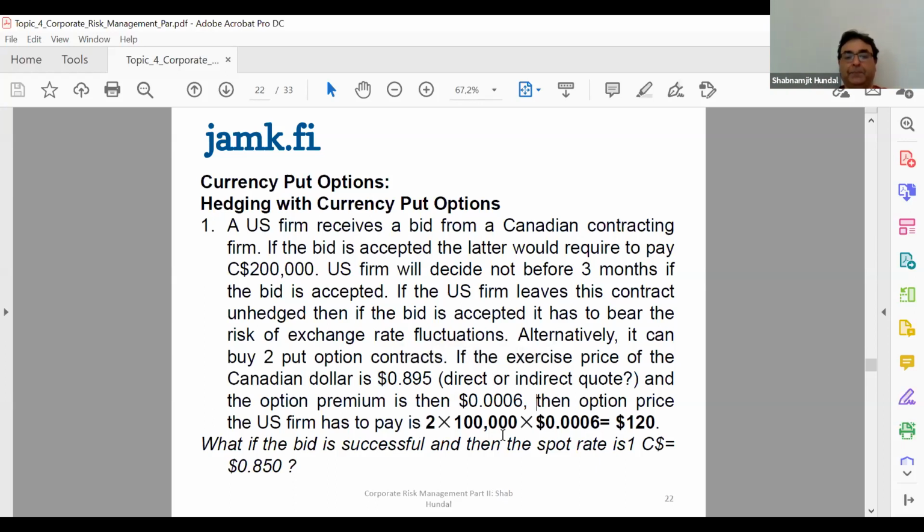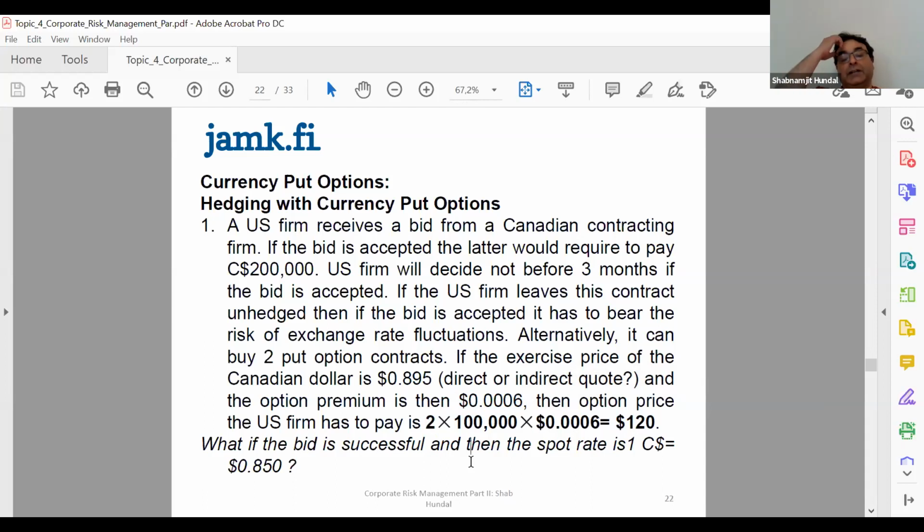And the premium you pay is 0.0006 for each Canadian dollar. So if you multiply this 0.0006 with 200,000 Canadian dollars, the option premium is $120. So now you know for sure that in this entire contract, you will not lose more than $120, which is just peanuts, nothing.